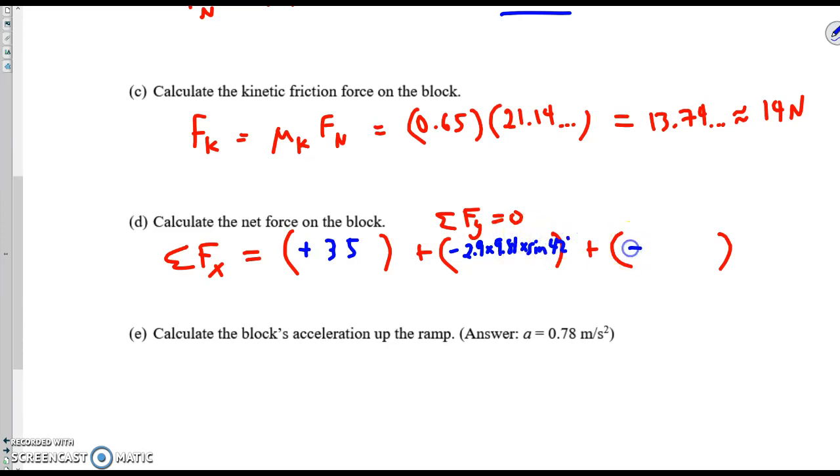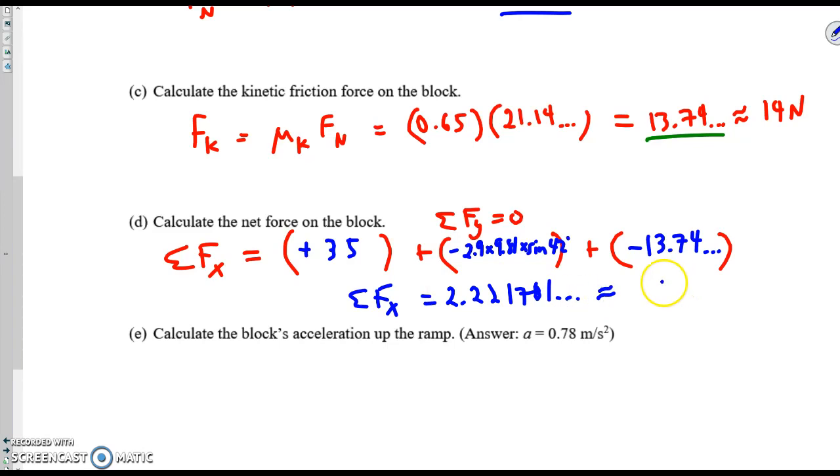And then finally we have negative kinetic friction because it points down the ramp. So the kinetic friction force is this one that we found above. The unrounded 13.74... When we add those up, the net force, which is all on the x-axis, there is none on the y, net force comes to 2.217... We round that for sig figs, 2.2.